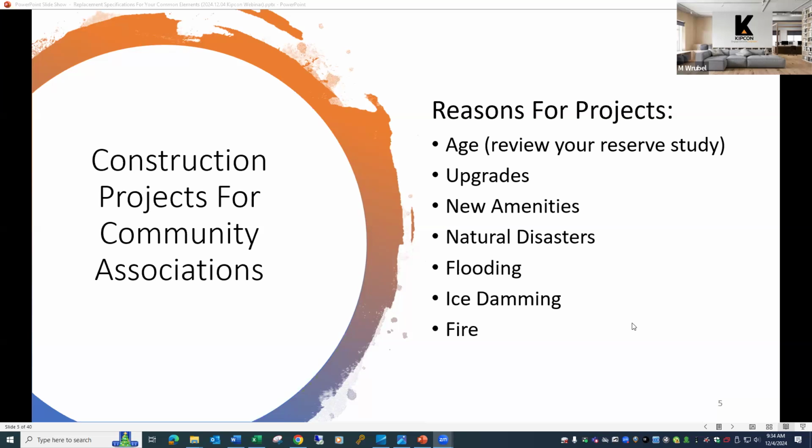Other types of projects have to do with upgrades. Obviously, as communities age, there are different types of construction techniques and materials that might be more useful or longer lived, or just an aesthetic upgrade that a community might consider. Sometimes, unfortunately, there are disasters and unforeseen weather conditions or adverse events like a fire that can damage property, or damage just by nature of older construction and the way it would handle weather conditions.